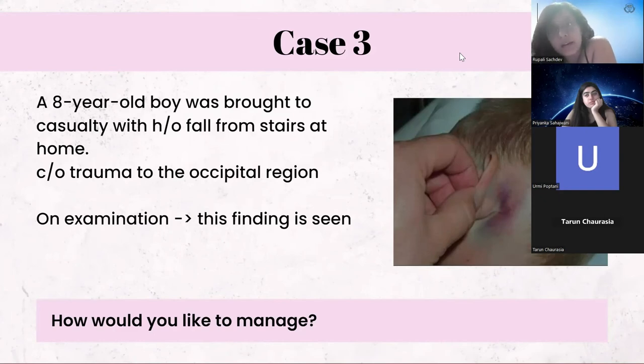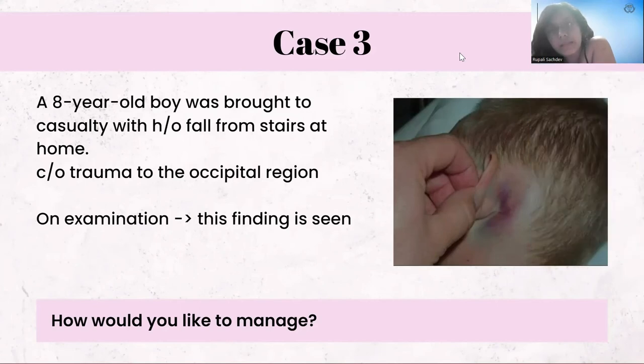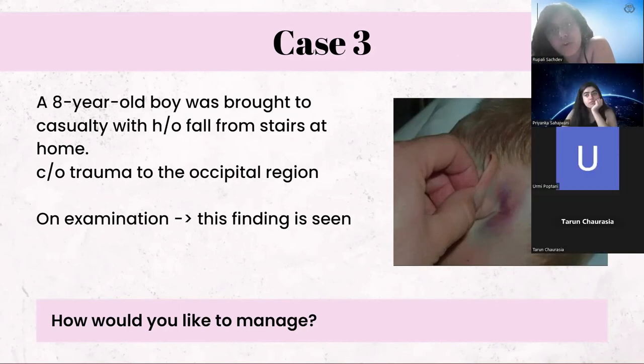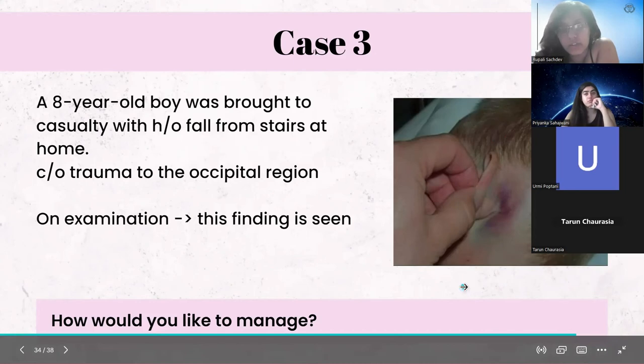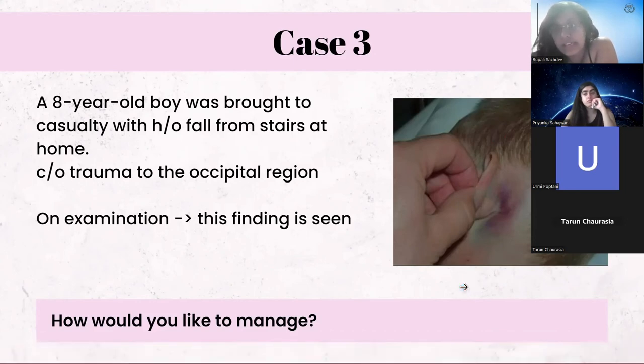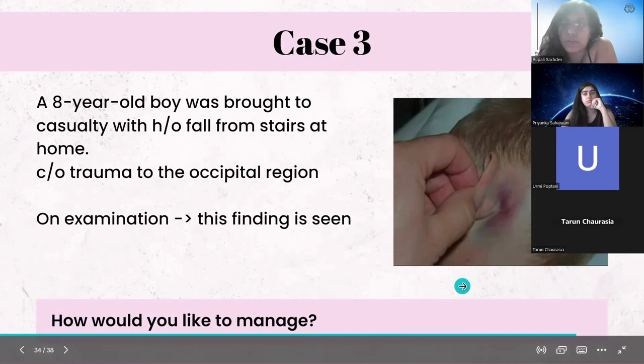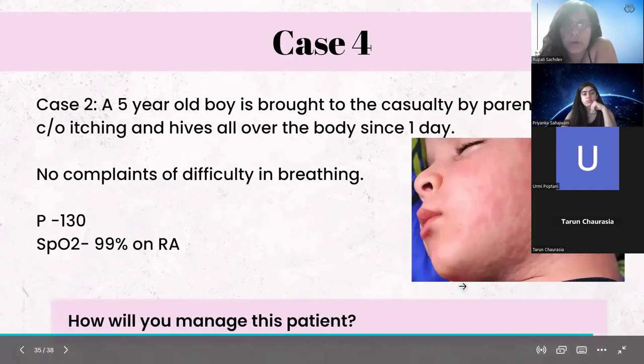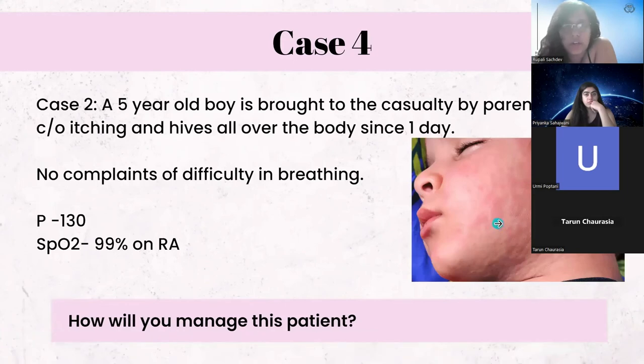Okay. So this is a finding in a base of skull fracture. What we call this is a Battle sign. You also have something called raccoon eyes. I'd shown you pictures in the head injury part of the session. What you need to do in these cases is immediately get an X-ray and a CT done to look for an underlying hematoma or any underlying neurological damage to the patient. Okay, very easy.